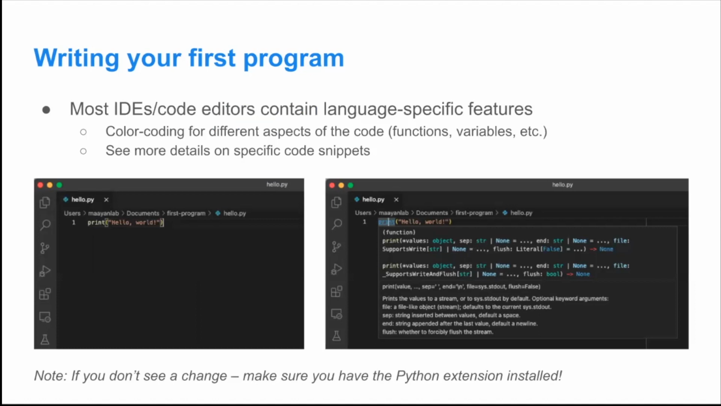Most IDEs, as I mentioned earlier, likely contain some language-specific features that make them a little easier to read and work with than a basic text editor like TextEdit or Notepad. You'll see here that once I've saved this file as a Python file, different aspects of the code are now color-coded. You can also hover over this print function, and a little box pops up and gives you all the documentation for what you're hovering over. That is also a result of having the Python extension for Visual Studio Code. So if you don't see a change after you do this in Visual Studio Code or another editor, you should make sure that you have some sort of Python support enabled in your editor.